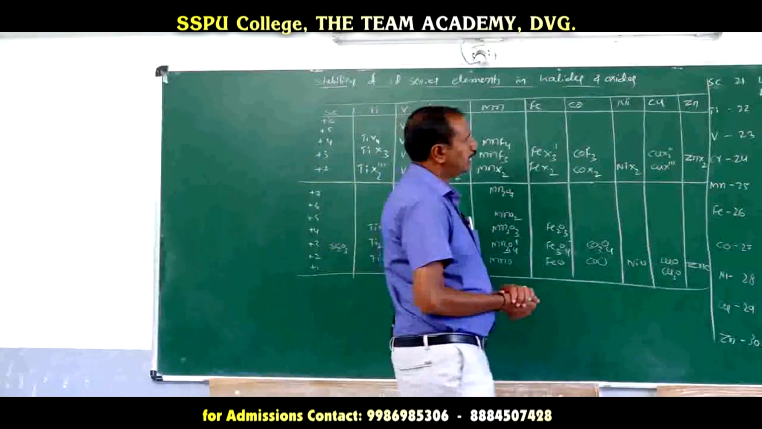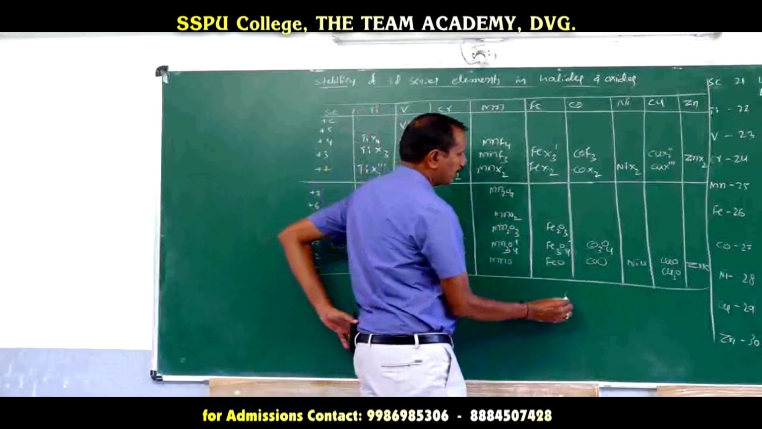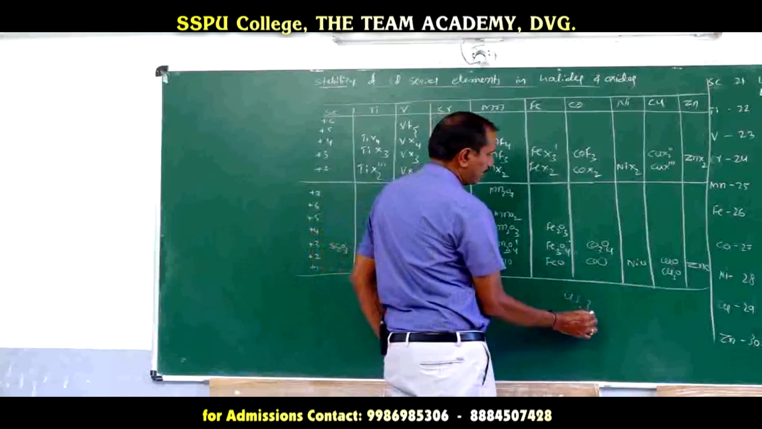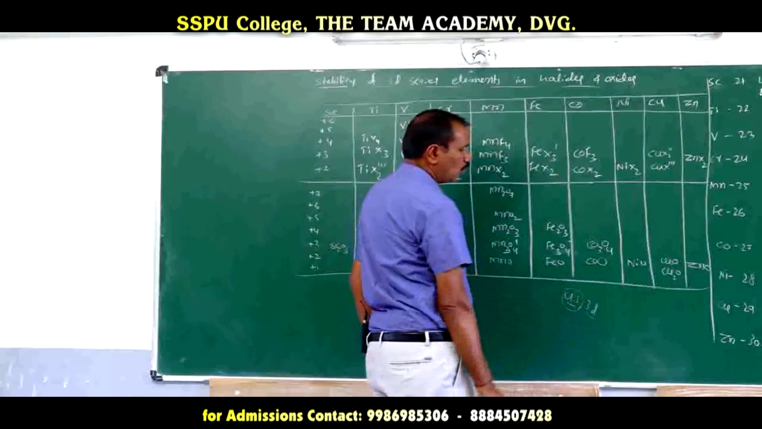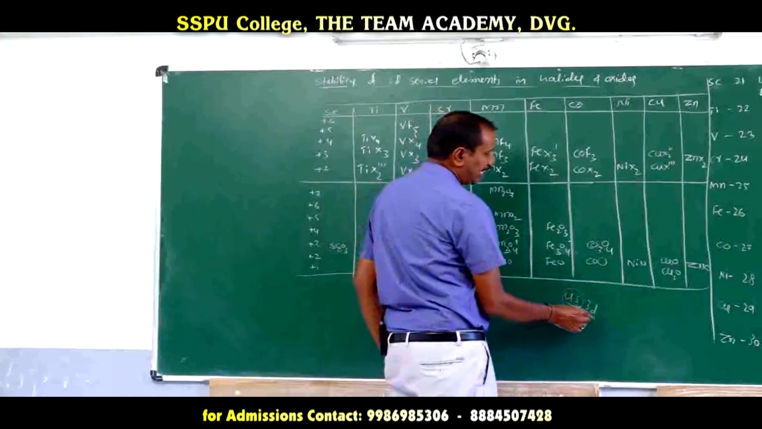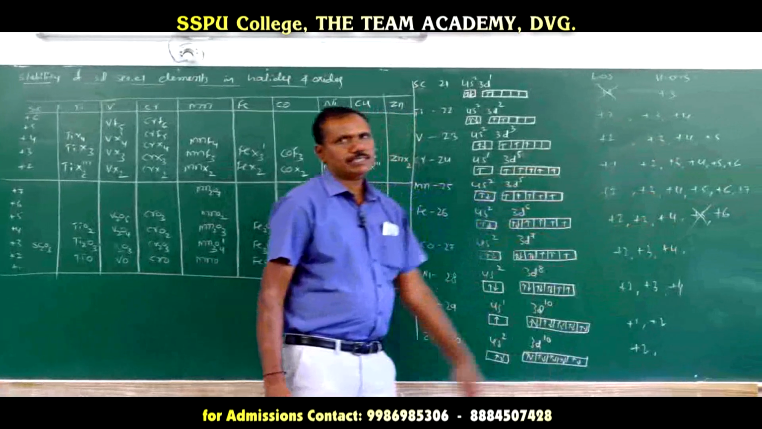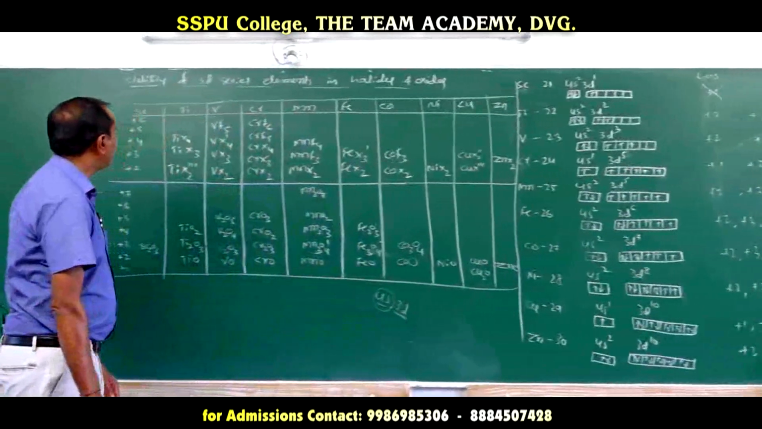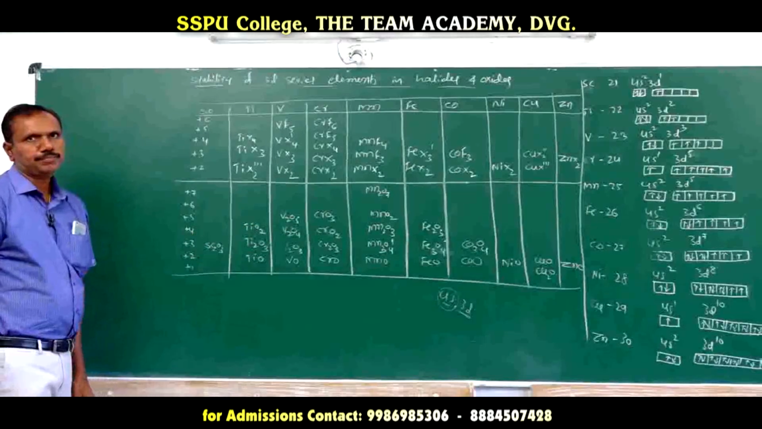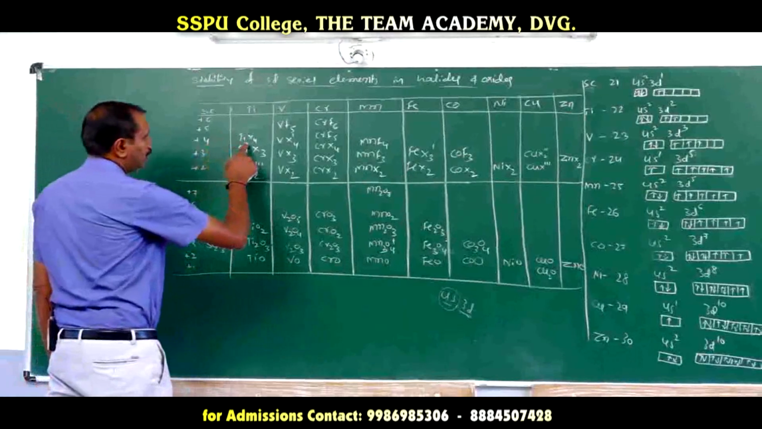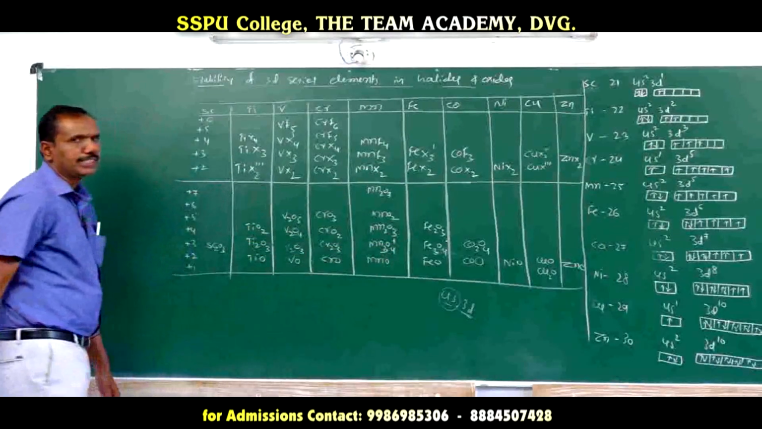We know that these transition elements can exhibit variable oxidation states. Why can they exhibit variable oxidation states? Because the energy difference between the 4s and 3d orbitals is very, very small. After losing 1 or 2 electrons from 4s, they can immediately lose electrons from 3d, hence they can exhibit variable oxidation states. Therefore, they can form halides and oxides with different oxidation states.